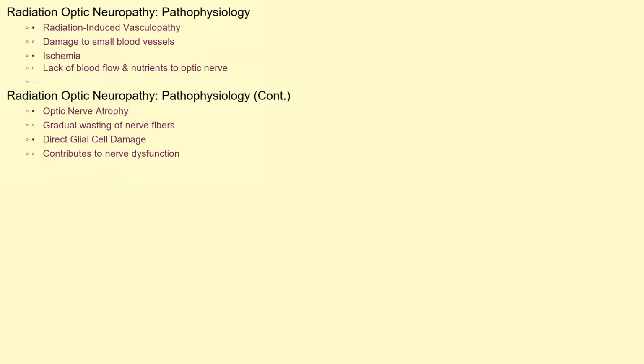The pathophysiology of radiation optic neuropathy involves a cascade of detrimental events. Ionizing radiation damages the small blood vessels supplying the optic nerve, a condition known as radiation-induced vasculopathy. This damage leads to ischemia, or a lack of blood flow, depriving the optic nerve of essential oxygen and nutrients. Over time, this can cause optic nerve atrophy, which is the gradual wasting away of the nerve fibers responsible for transmitting visual information to the brain. Additionally, radiation can directly damage the glial cells, the supportive cells of the optic nerve, further contributing to its dysfunction.